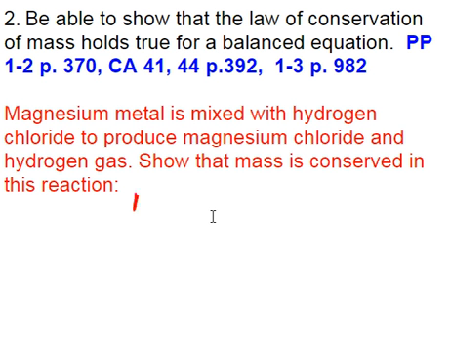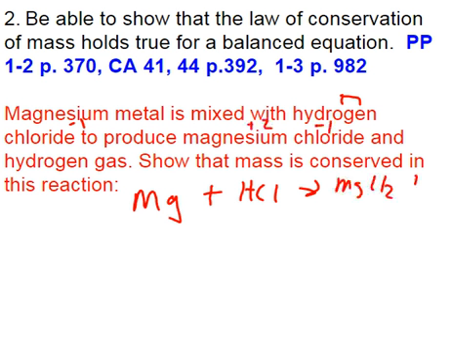So magnesium metal, I know will just be Mg. Hydrogen chloride: hydrogen loses 1 electron, chlorine gains 1 electron. So a +1 and a -1 means I just need 1 of each. And it's going to produce magnesium chloride. Magnesium gives up 2 electrons, chlorine only takes 1, so it's MgCl2. And hydrogen gas, I know, is H2. So balancing would just take a 2 here.